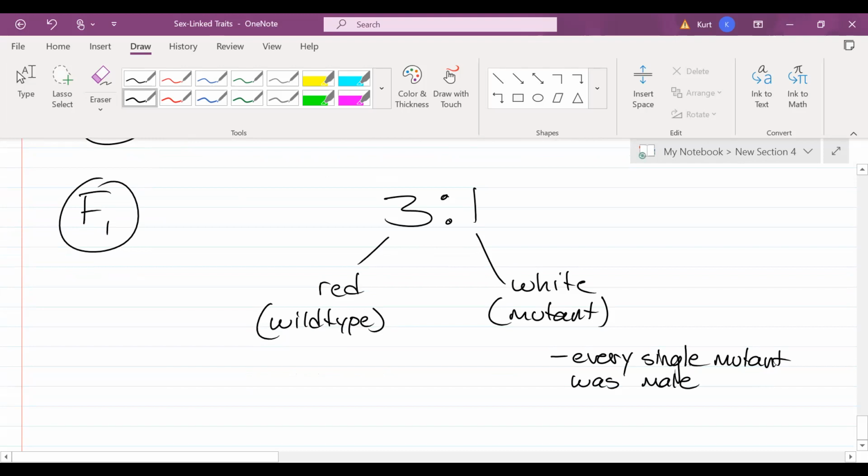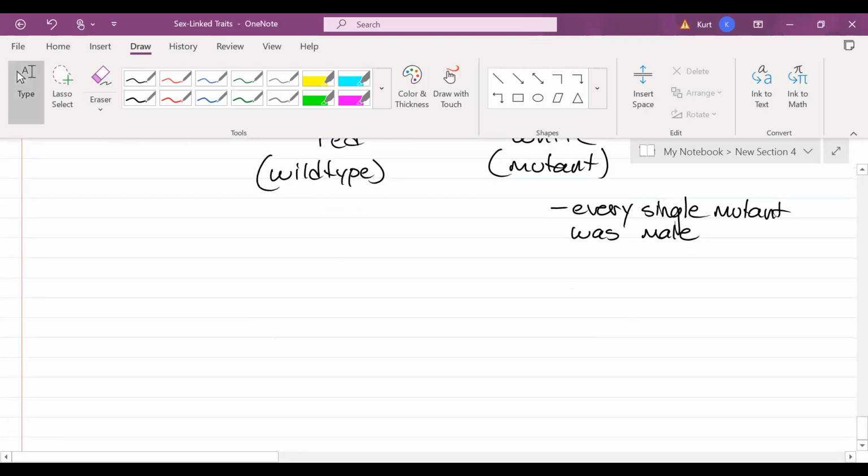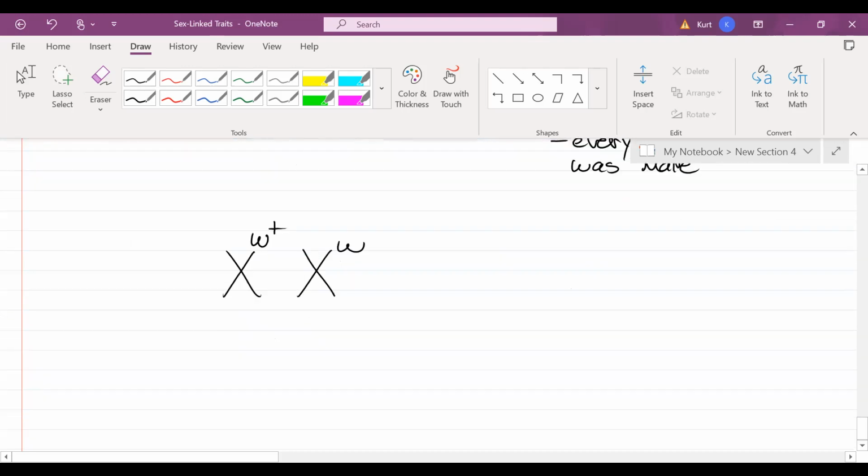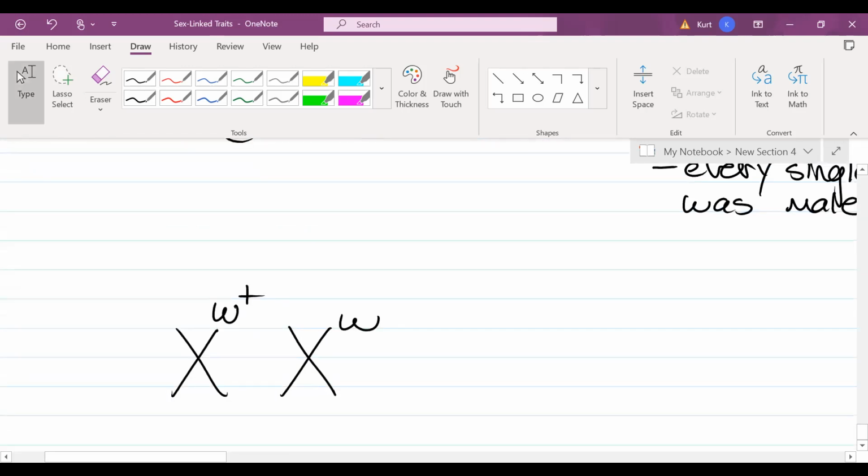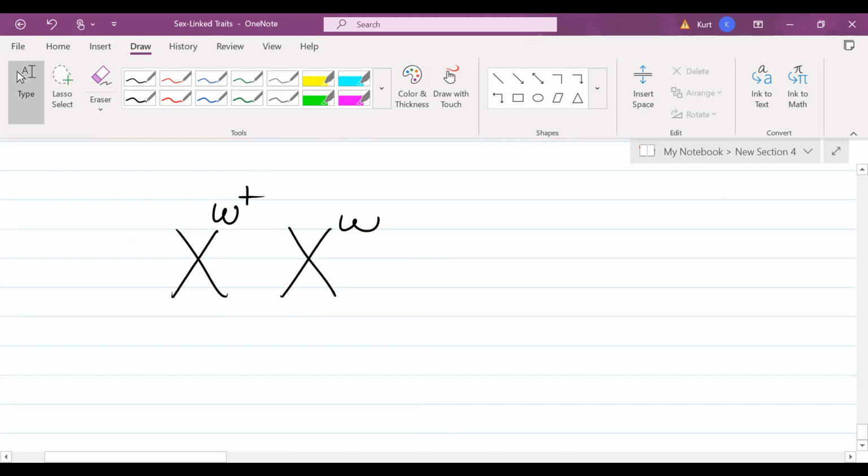So that led him to realize that this trait of eye color was not on an autosome, like height or wing shape or color. It was on the sex chromosomes. And here's what he noticed. The females were carriers for white eyes. Here's the female's genotype. You see that? That female is heterozygous.